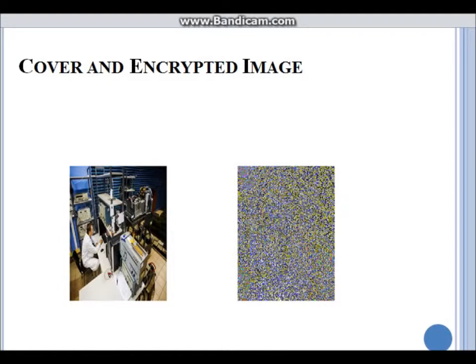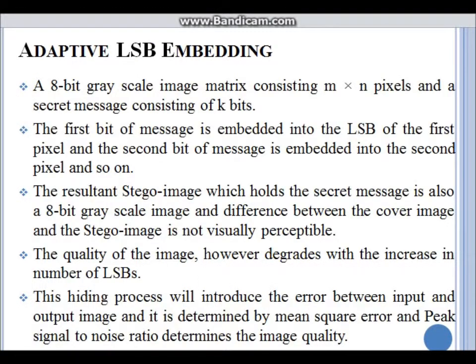In this slide, we can see the cover image as well as the encrypted image. Adaptive LSB embedding. Adaptive LSB embedding consists of m cross n pixels, and the secret image consists of k bits.